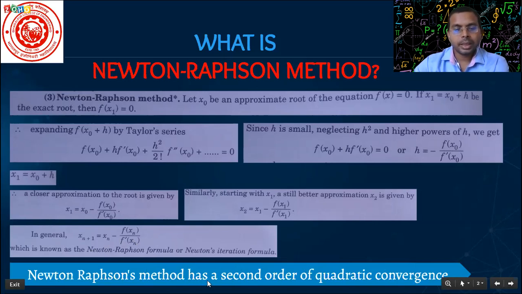So the Newton-Raphson method has second order or quadratic convergence. It converges very fast and it is better than the bisection method, and there is another method, regula falsi, so it is better than that method also.